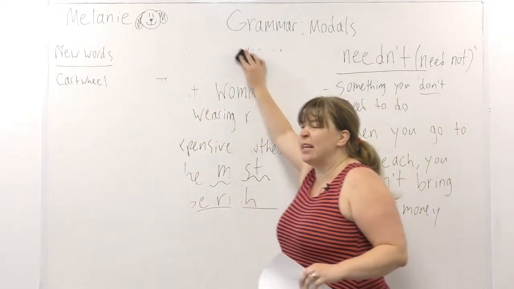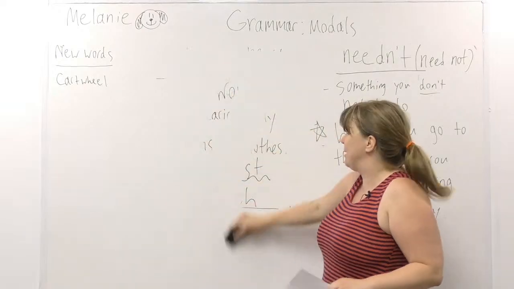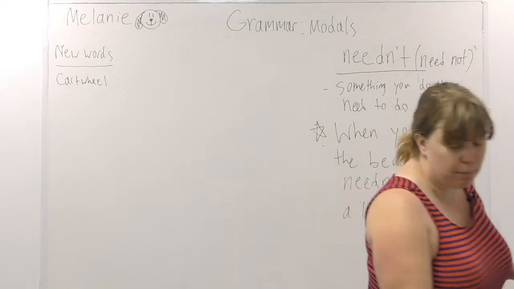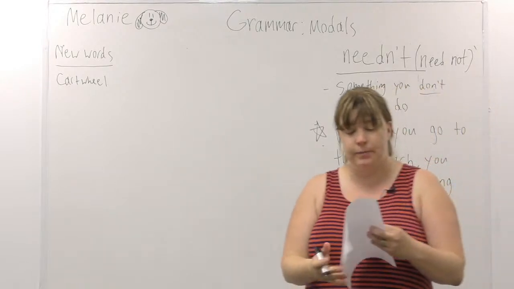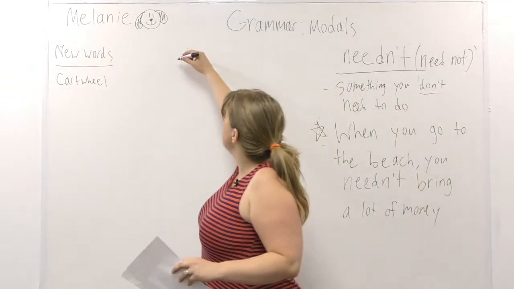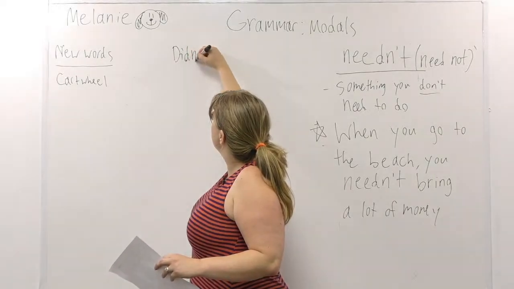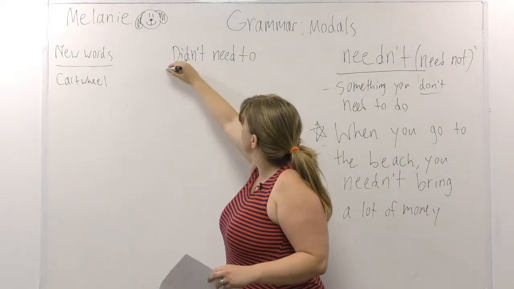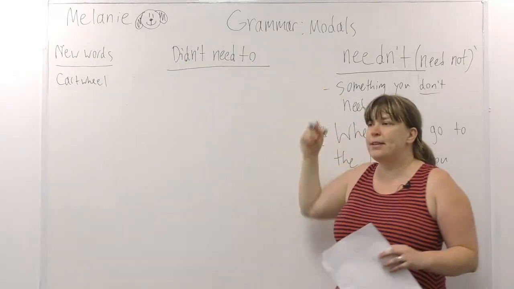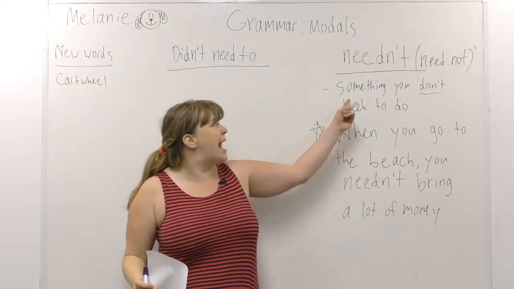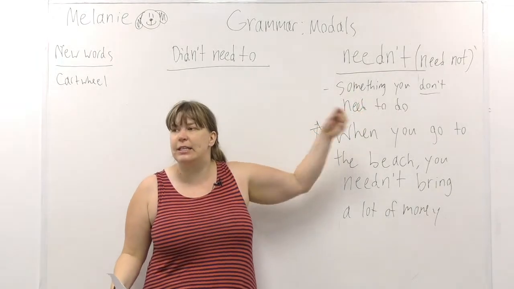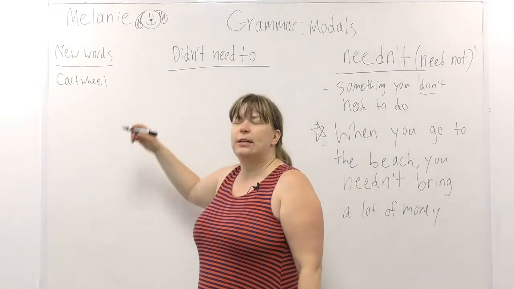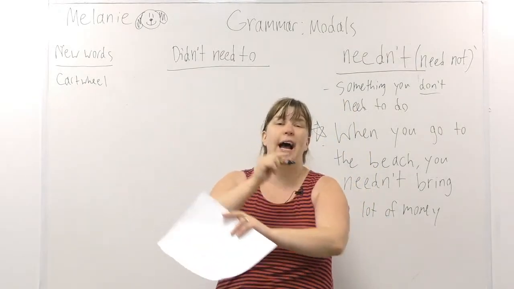Okay, last model, then we can move on to our worksheet. Sorry I'm taking so long. Yeah, we can always do some more grammar practice in the next class as well. So, didn't need to. Think of this as the past tense of needn't. So basically, in the past, you did something, but you didn't have to do it.